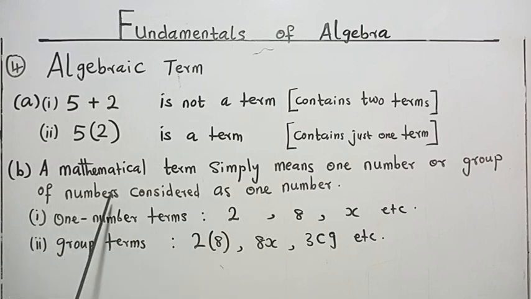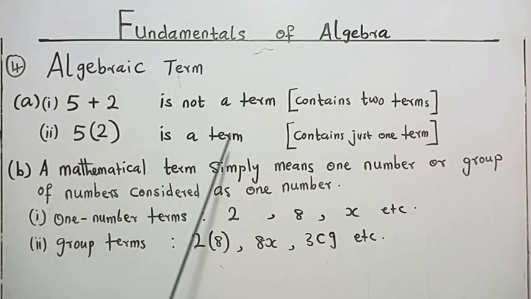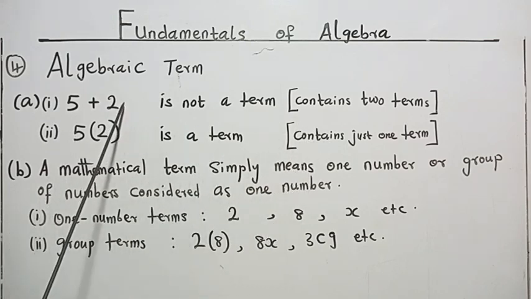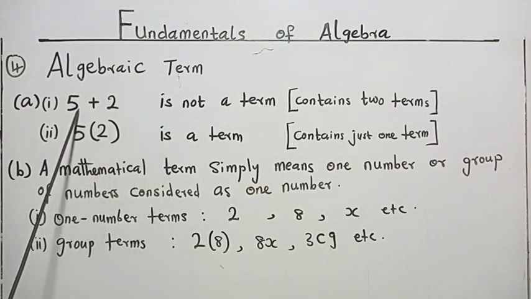When do we consider a group of numbers as one number? Please follow me as I go back to our prevailing cases. 5 plus 2 is not a term. Instead, it contains two terms, while 5 brackets 2 is a term. That is, it is just one term. What qualifies 5 brackets 2 to be a term and disqualifies 5 plus 2 from being a term? Why do we consider this, which is a group of numbers, to be a term, but this, which is also a group of numbers, not a term?